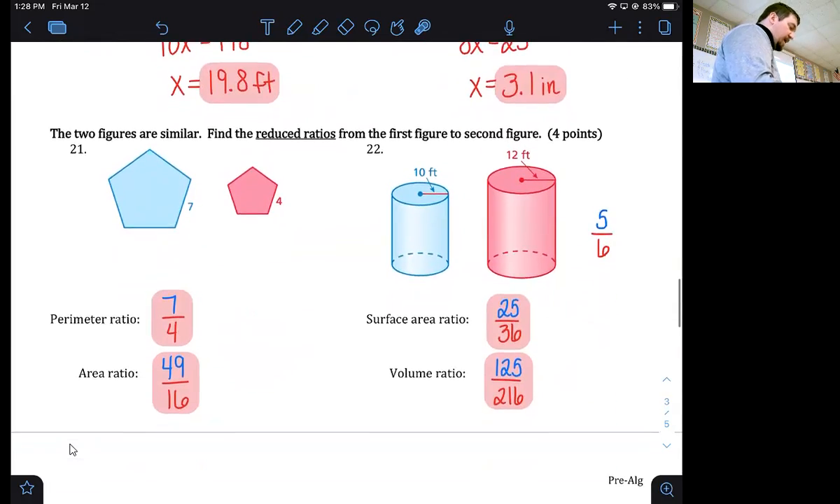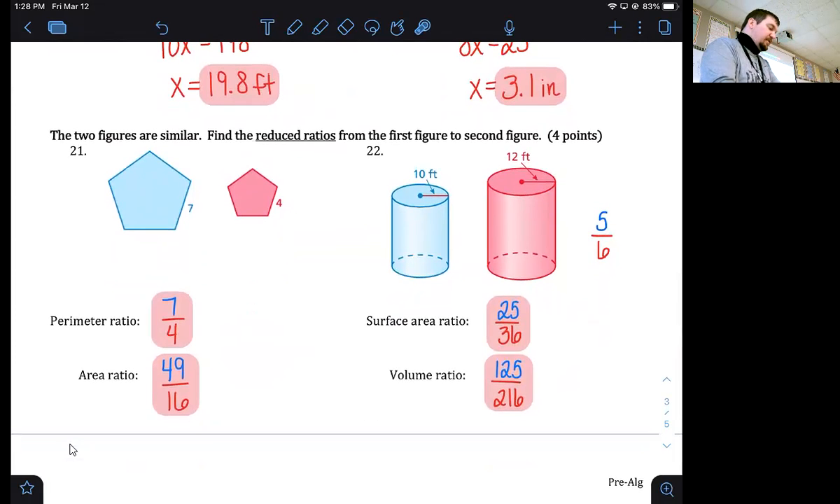Number 21, the side length ratio is 7 to 4. So the perimeter ratio is the exact same. The area ratio is the square of the side length ratio. So 7 squared is 49 and 4 squared is 16.